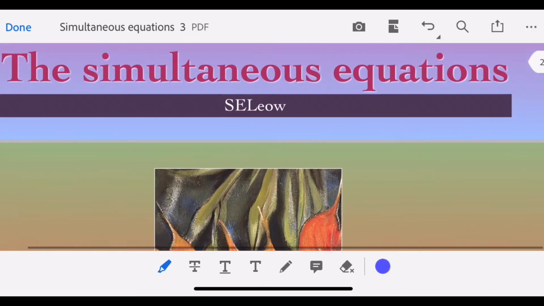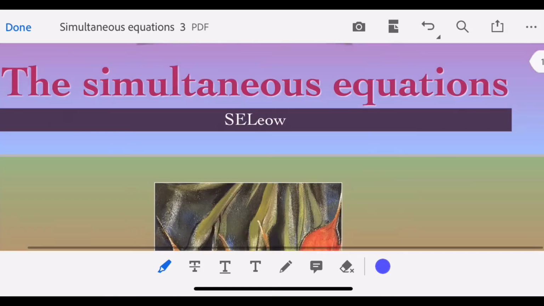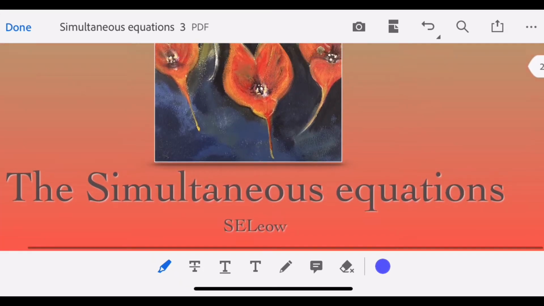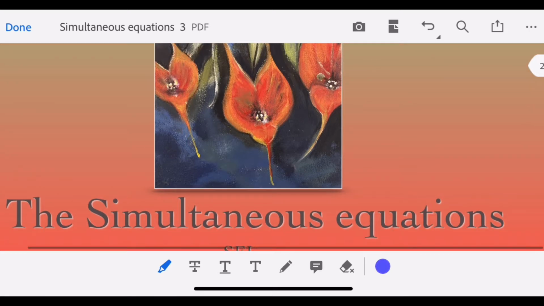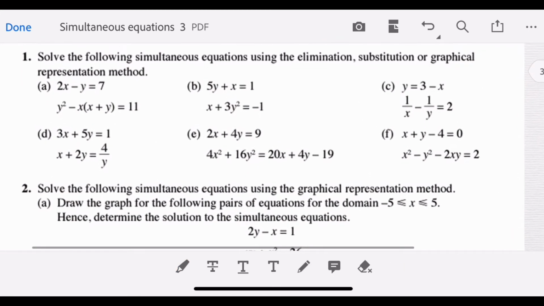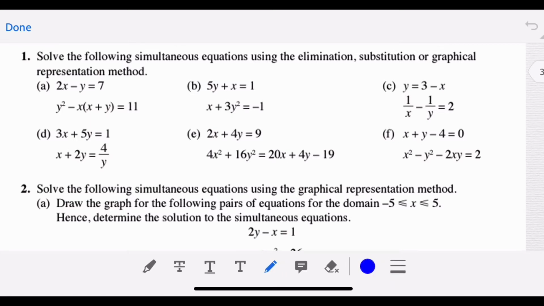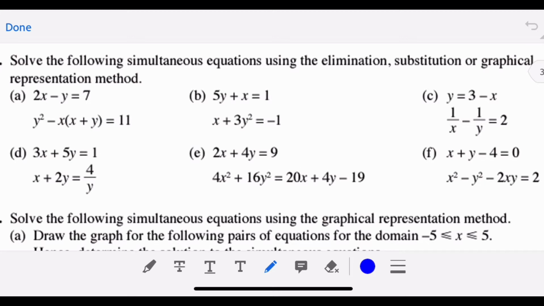For today's lesson, I will discuss further on the simultaneous equation. We will focus on different methods of solving the simultaneous equation, and we will focus on this exercise. We have many ways to solve the simultaneous equation, right? We can use either elimination, substitution, or the graphical method.